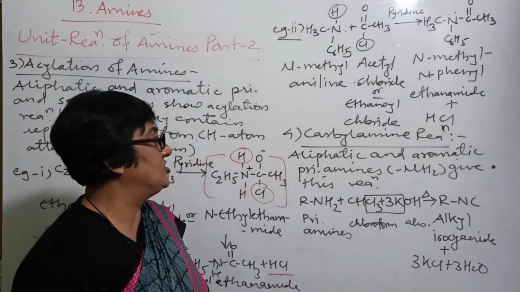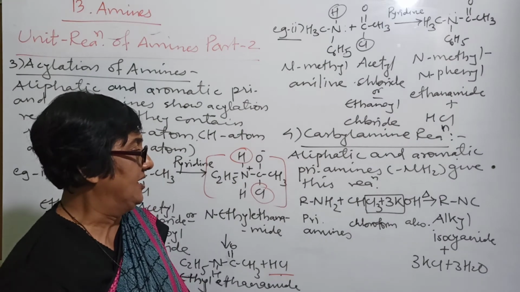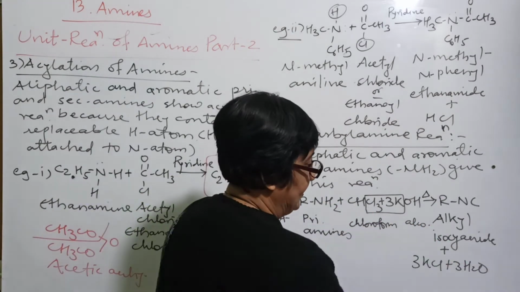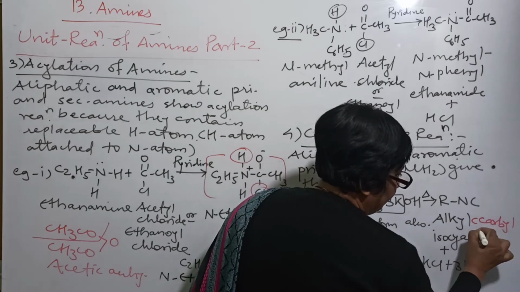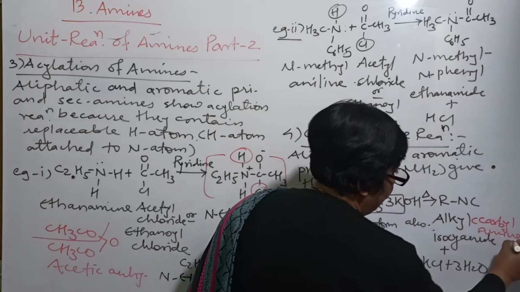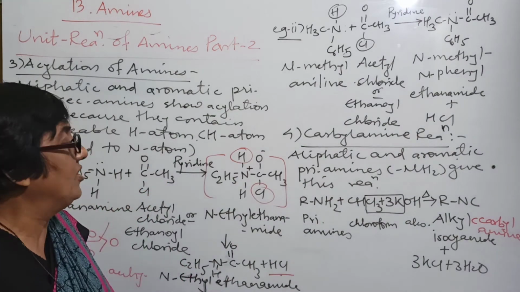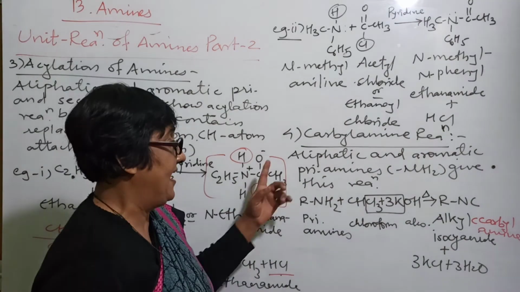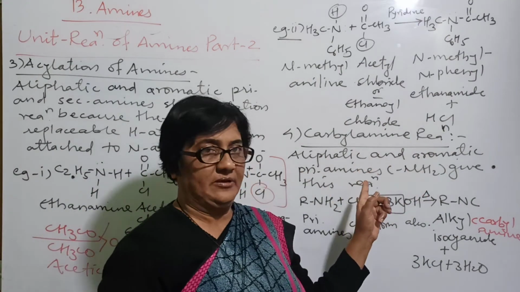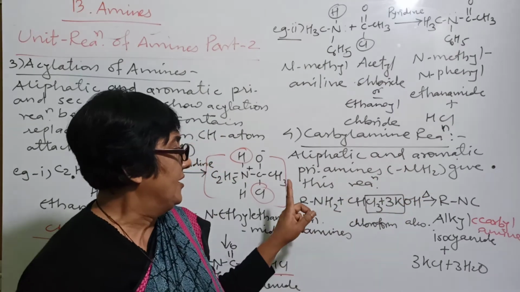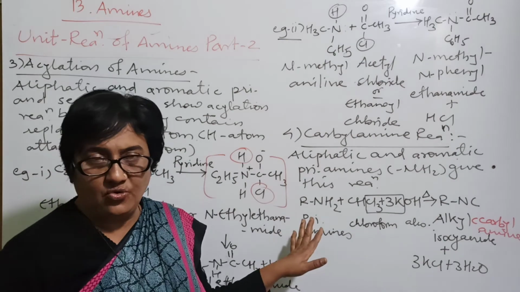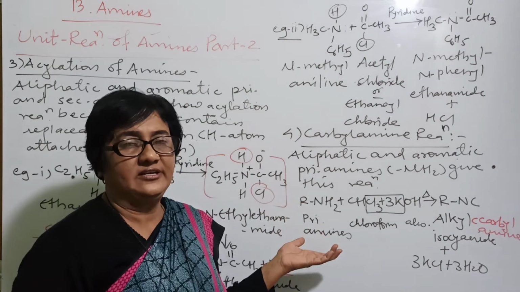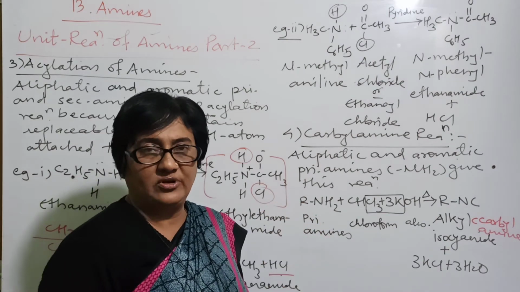The fourth reaction is carbylamine reaction. Here carbylamine is formed. This alkyl isocyanate is also called carbylamine. Therefore this reaction is called carbylamine reaction, and aliphatic and aromatic primary amines which have NH2 group give this reaction. Here only the general reaction is shown, but you can write different examples in your regular notes.